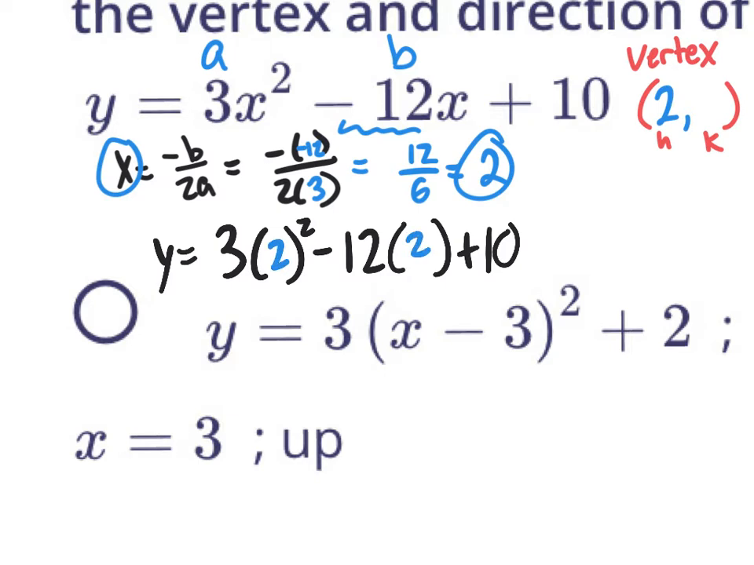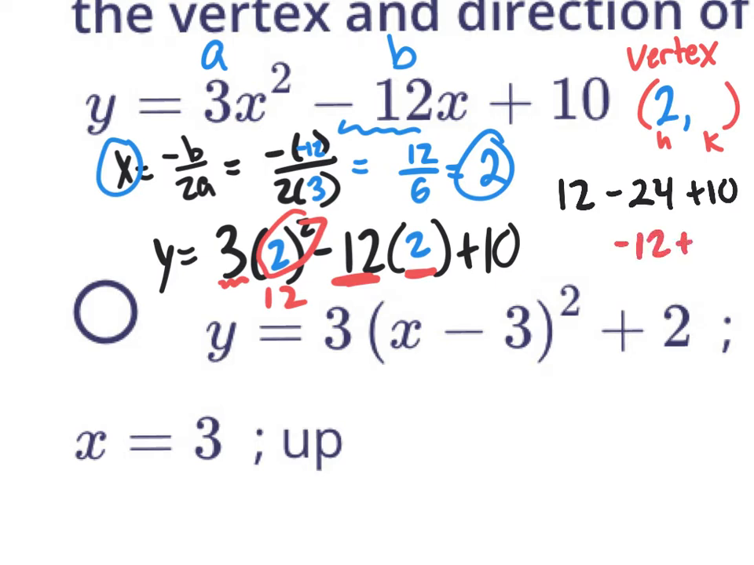So let's do the math. Exponents first. We have 2 squared, that's 4. 3 times 4, that is 12. And we have 12 times 2, that's 24. And don't forget about this minus sign right here. So you really have 12, take away 24, plus 10. If it's getting crowded, let me rewrite that, all right? We have 12, take away 24, plus 10. Now we know that 12, take away 24, that's negative 12. And negative 12 plus 10, that is negative 2. And that is our k value, our vertex y value.